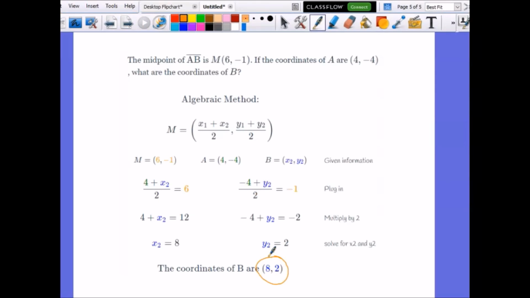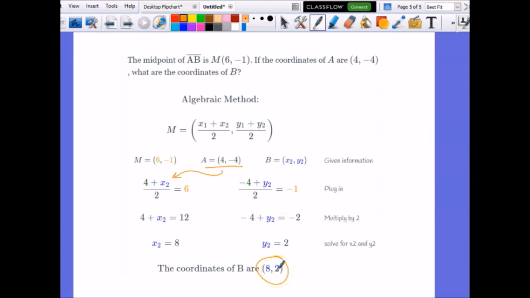Again, you can pause this video, check out the mathematics, how they did that. Here's point A. So over here, just using the x value only, 4 plus another x value divided by 2 should be 6. So multiply both sides by 2, get 12. Subtract 4, 8. Bam! Multiply both sides by 2, got -2, add 4 to both sides, 2, so 8, 2.